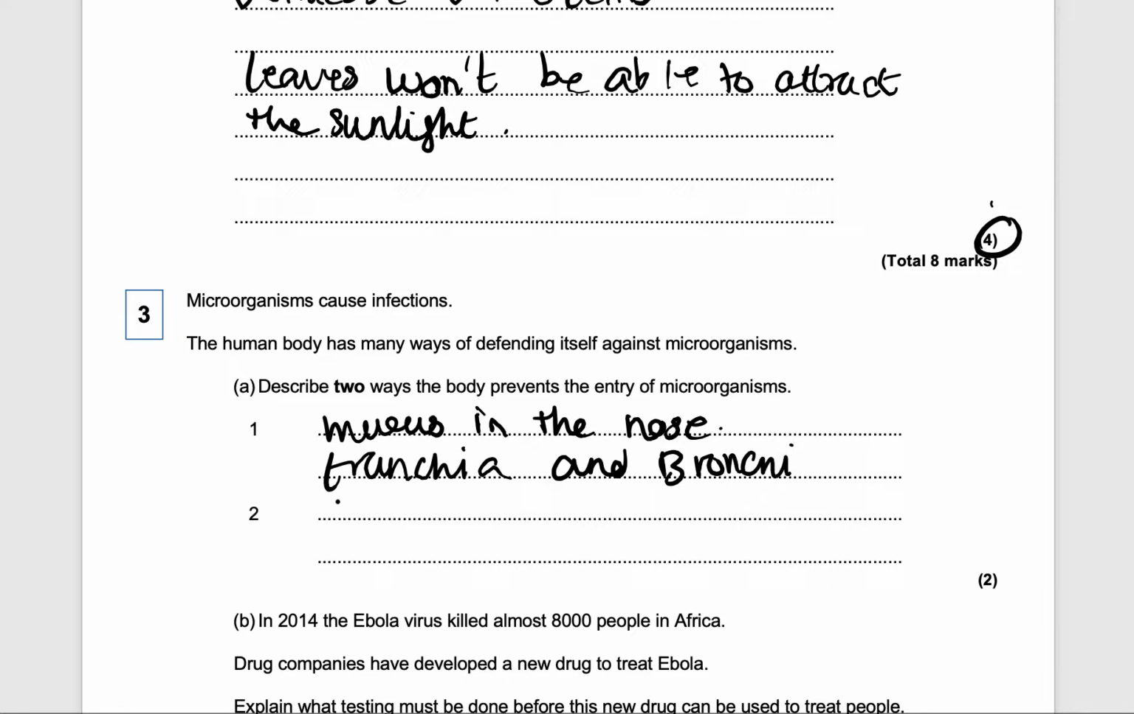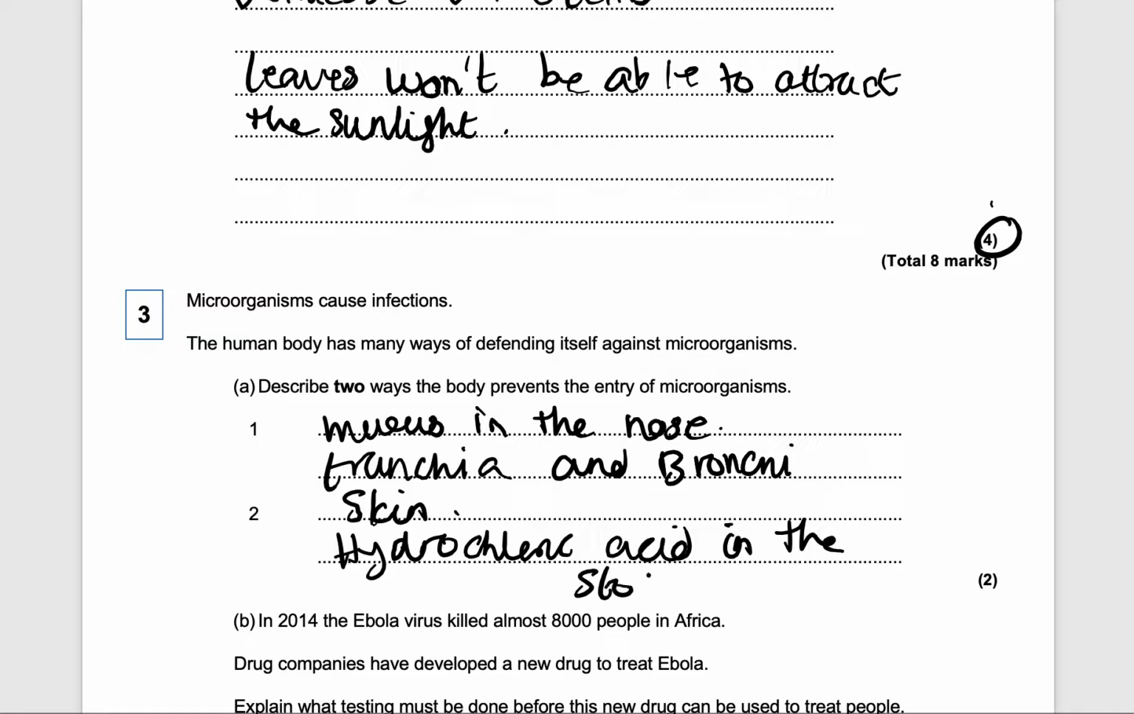You could have also put the skin. You could have also put the hydrochloric acid in the stomach. Okay, and any 2 of those will get you 2 marks.